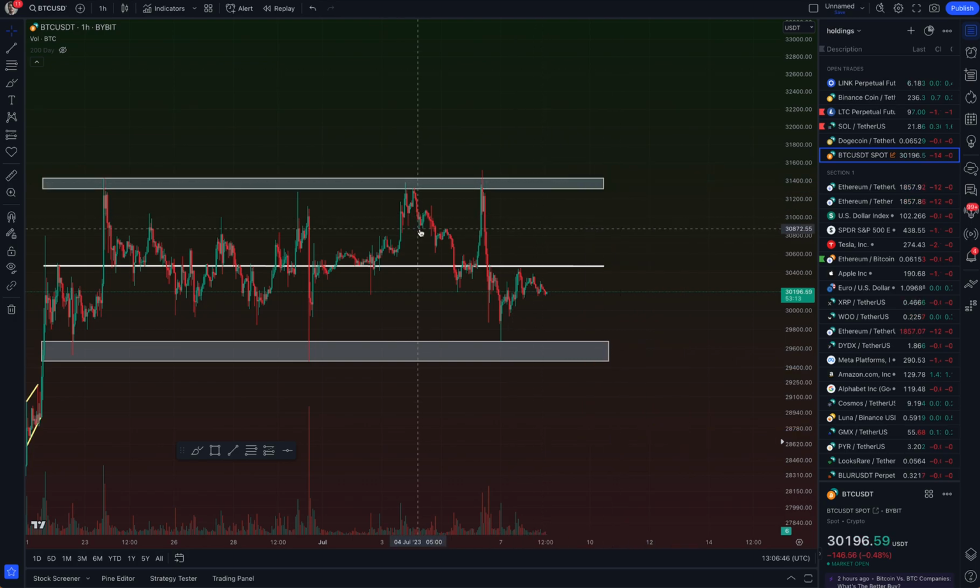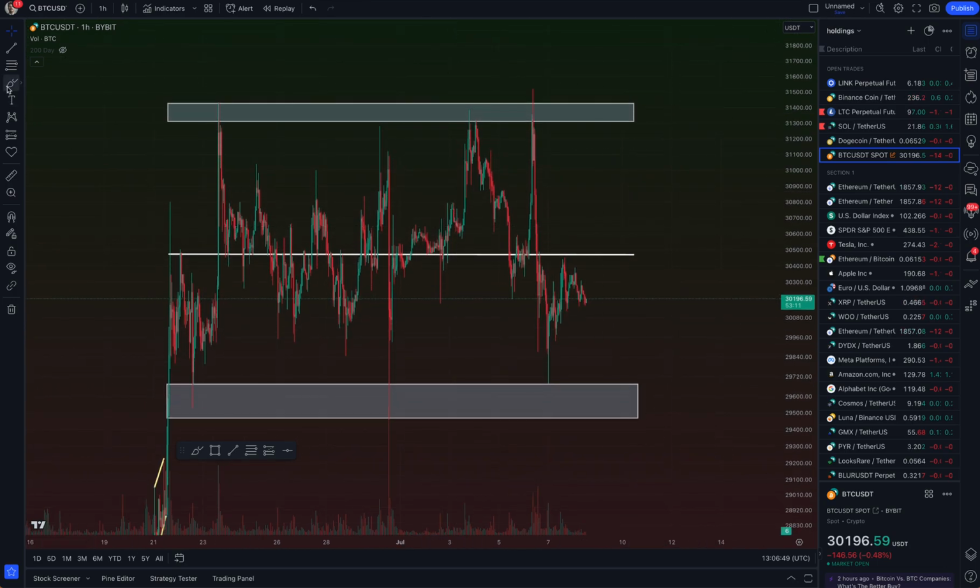We're just going to be waiting for BTC to choose a direction to the upside or to the downside, and then see how price is reacting around these levels.